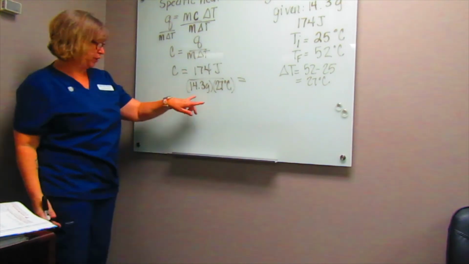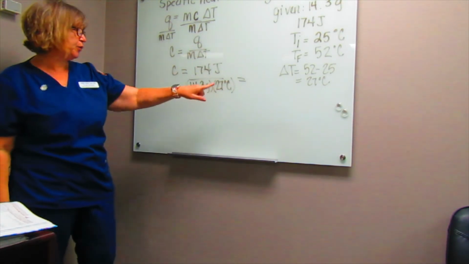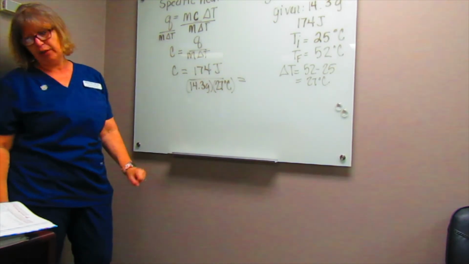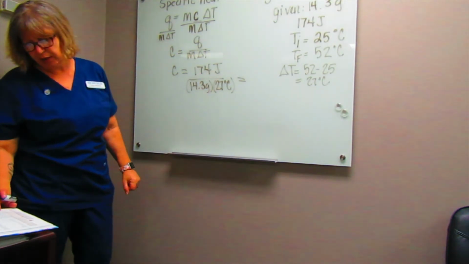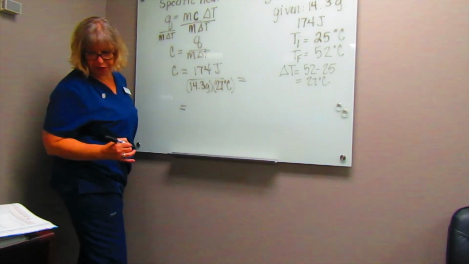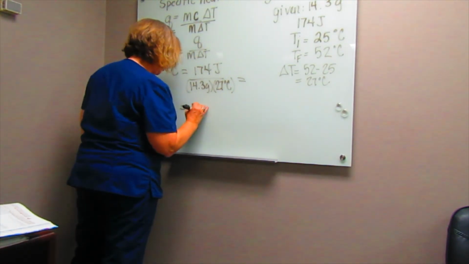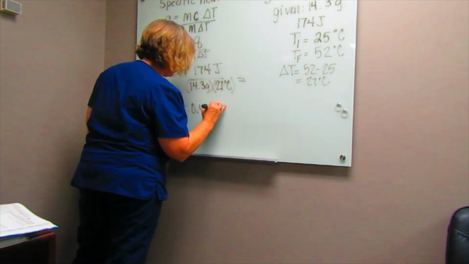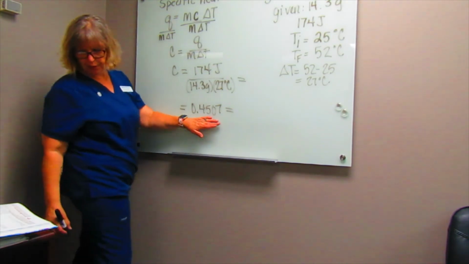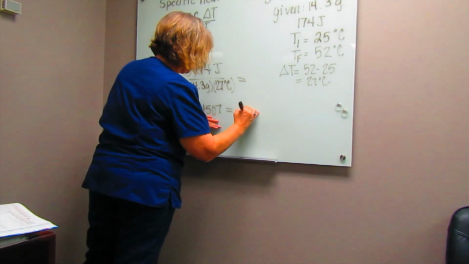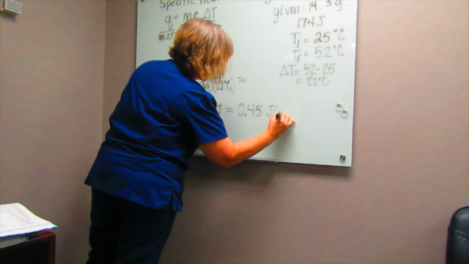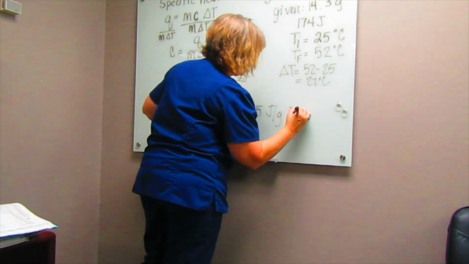Okay, so we're going to multiply these two values, and then we're going to take that product and divide it into the 174 joules. And then the answer that we're going to get is equal to 0.4507. If we round that up, we're going to get 0.45 joules per gram degrees Celsius.